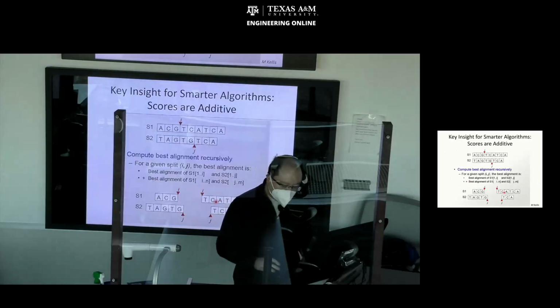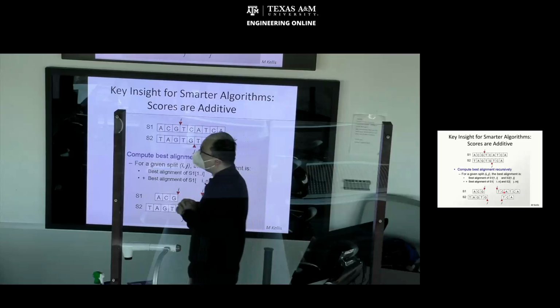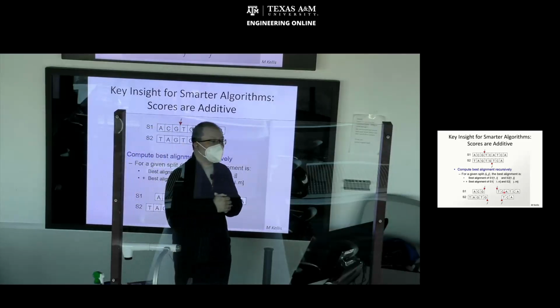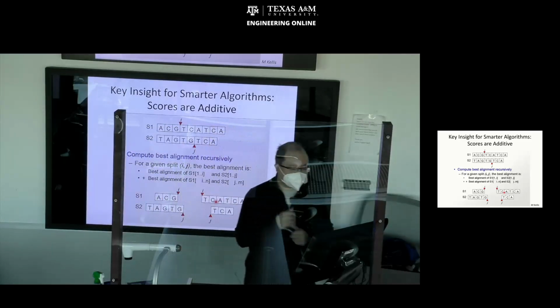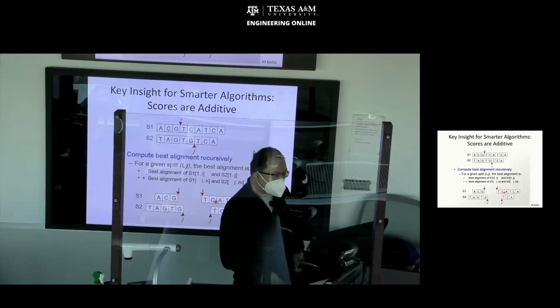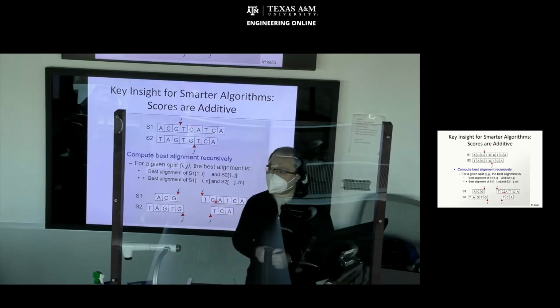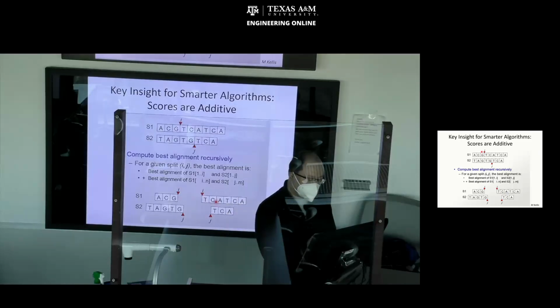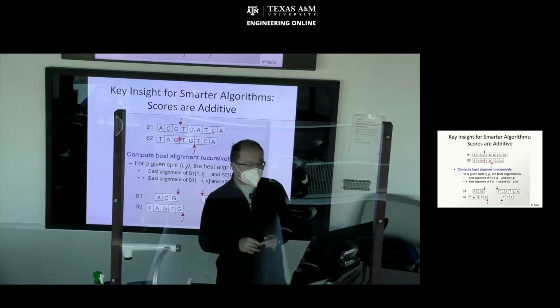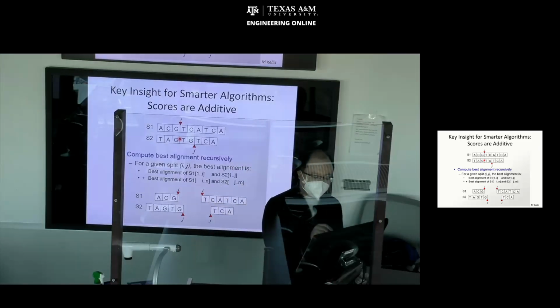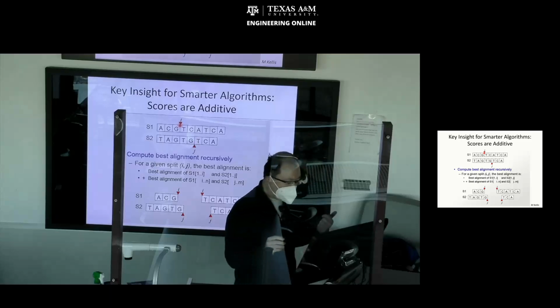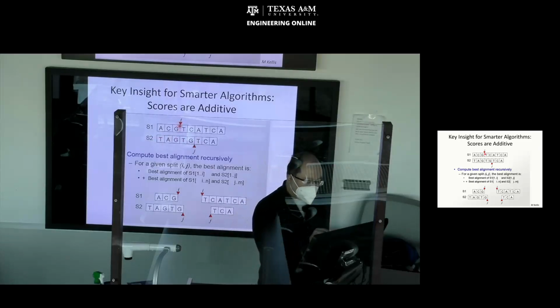Okay, so now that we know what's the need, how can we solve this problem smartly? So there are a few insights that we can think of, okay? First of all, the scores are additive. Let's look at these two examples, right? So let's say you decide to align these two sequences in this way, right? And then let's say that I decide to split each sequence into two substrings, right? So at this location i and j, right?